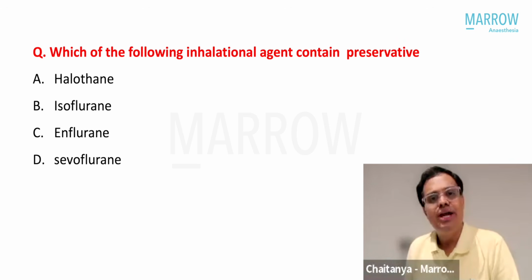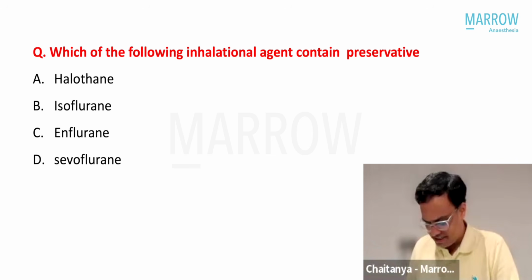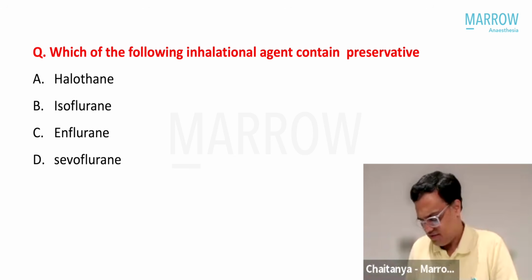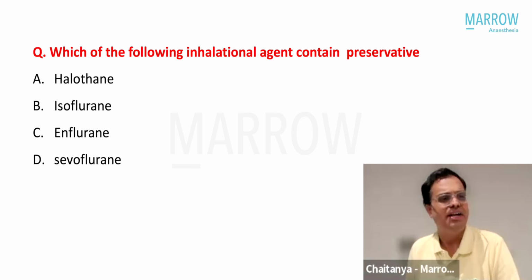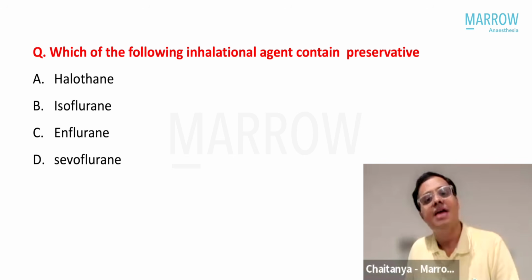Right? So enflurane, again, we are not using due to its epileptic nature. Isoflurane is a wonderful agent. Sevoflurane is also a wonderful agent, right? Enflurane is seizure-causing in nature, right? So the isomer of enflurane is isoflurane, what we are using nowadays, right?